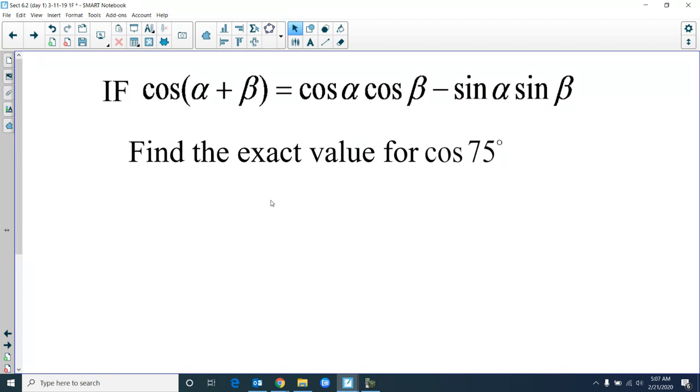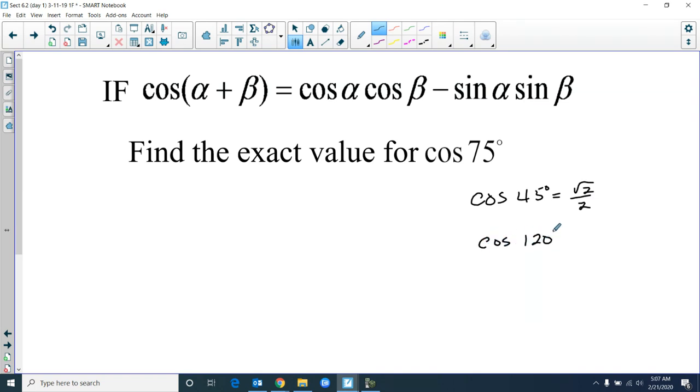All right, to this point, we can only find the exact values for unit circle angles. What I mean by that is we can figure out the cosine of 45 degrees, which is what we went over in the little trick quizzes we were doing. That's square root of 2 over 2. You know the cosine of 120 degrees. As you think about where cosine is, draw it out if you need to. It gives me a reference angle of 60. That means the cosine of 120 degrees is going to be negative 1/2.